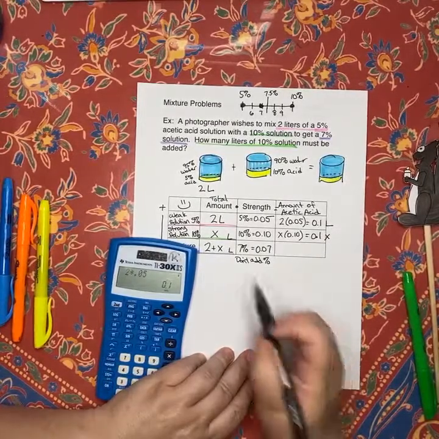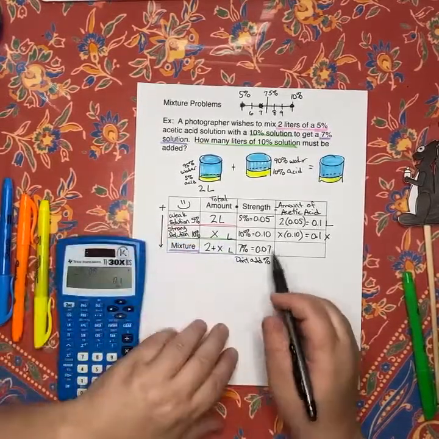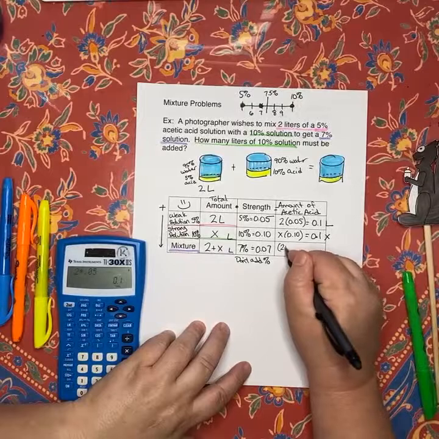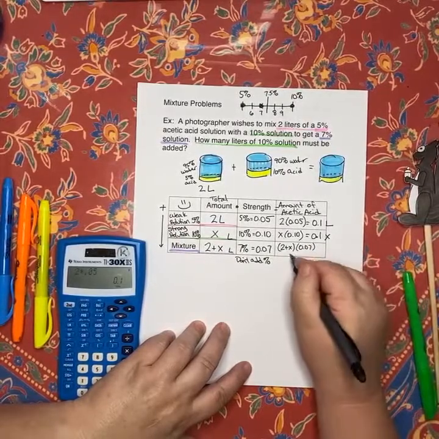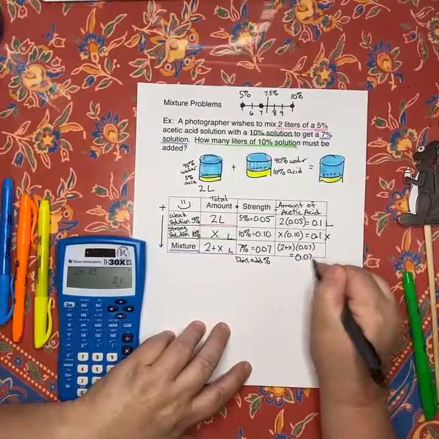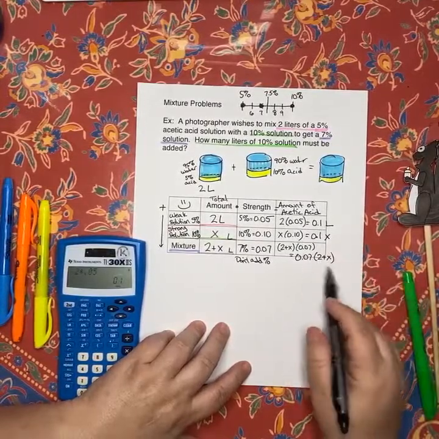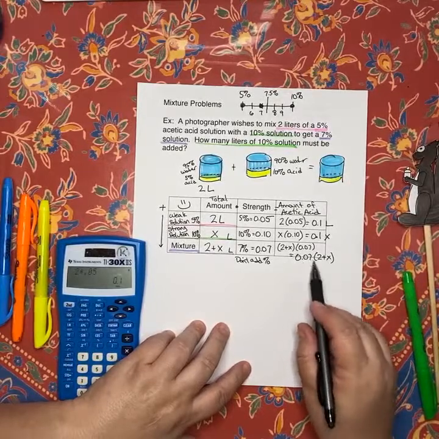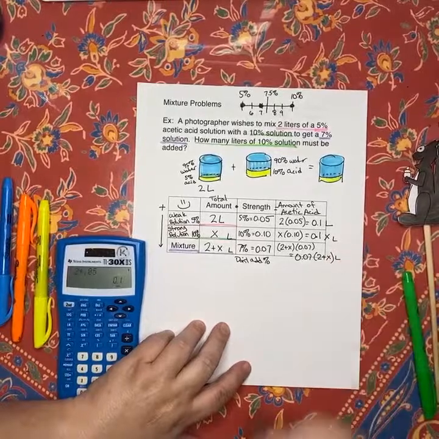And then the last one, I've got 2 plus X. That's my total amount, and it's 7%. So I've got 2 plus X times 0.07. And the way I'm going to write it is I'm going to write the 0.07 out in front like I did there, but I'm not going to multiply this out yet. It's 0.07 times the quantity 2 plus X. And each of these is in liters.